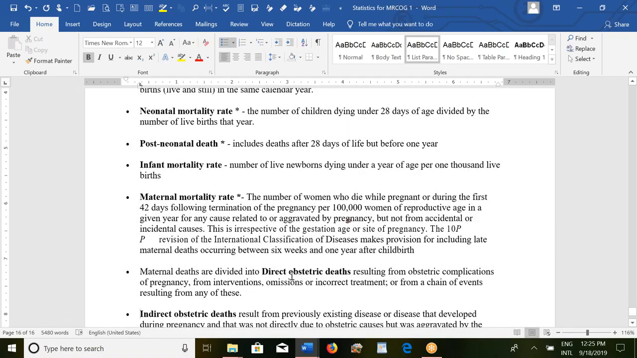So then what is the most common direct cause of maternal death? That is venous thromboembolism, VTE, DVT. Before it was sepsis, but now VTE has replaced sepsis. Then what is the most common indirect cause of maternal death? That is cardiac disease.